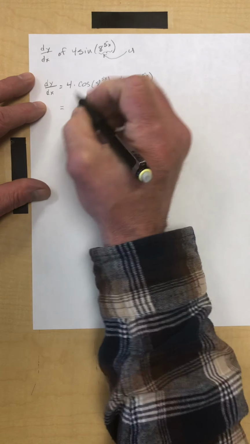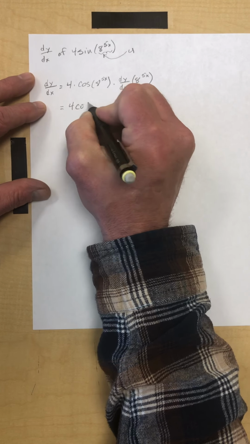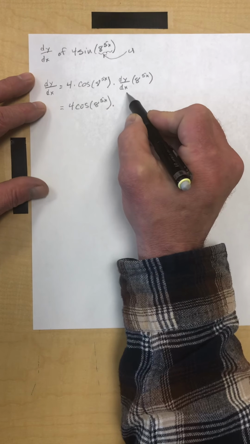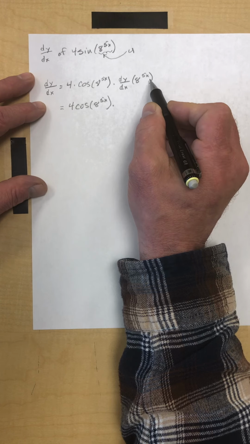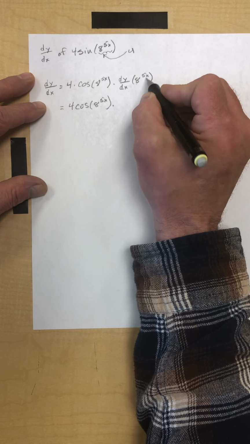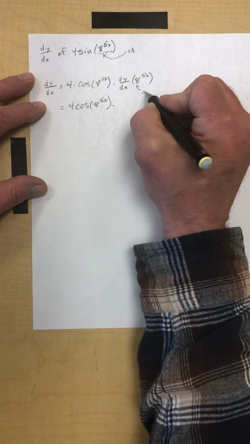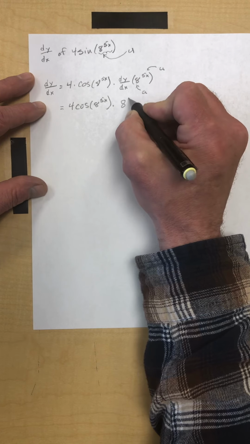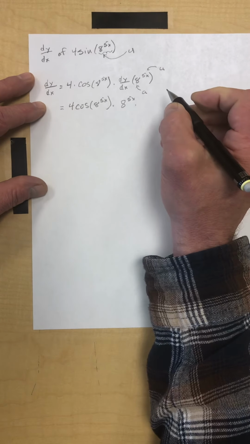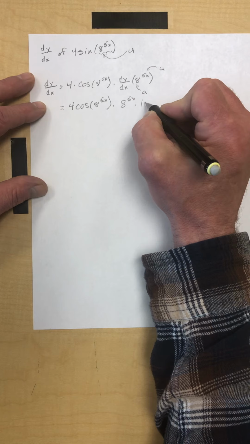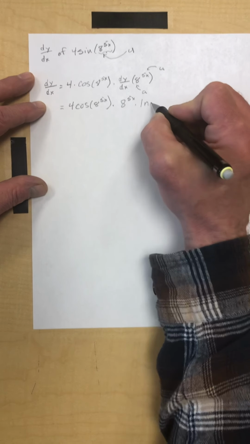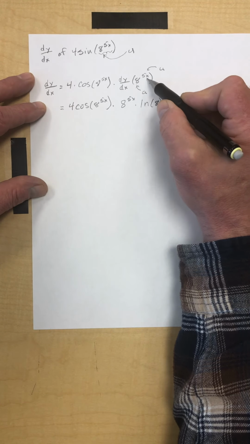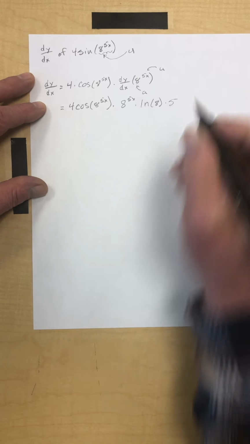So let's see what we got going on here. I have 4 cosine of 8 to the 5x power, times the derivative of 8 to the 5x power. So it's going to be a to the uth, again, letting the 8 be your a and your 5x be your u. So I get a to the uth times the natural log of a. So that'd be the natural log of 8, times the derivative of u. When I take the derivative of 5x, I just get 5.